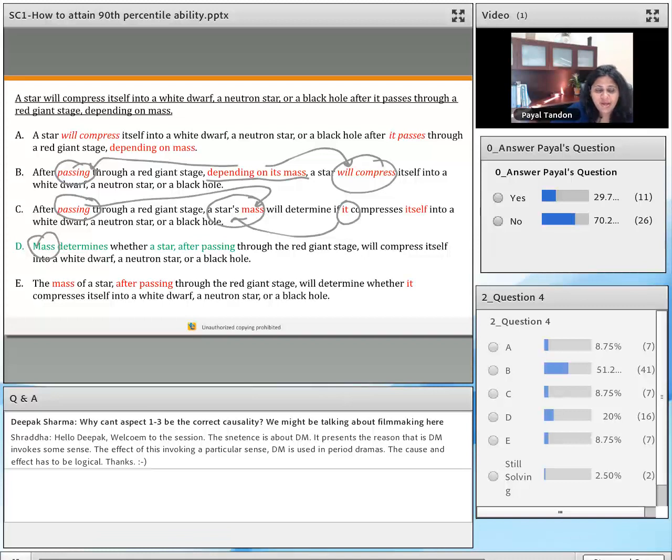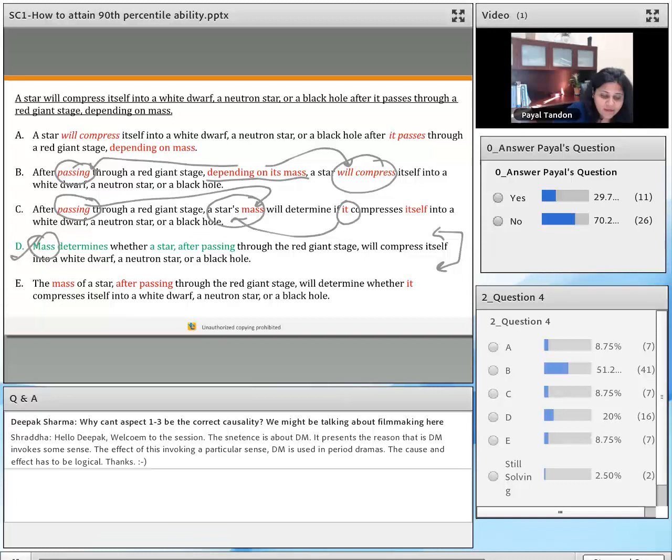Whenever you feel that there is something not quite right about the correct choice that you rejected, always learn from that. Why did you reject that choice? And again, SC is all about selecting the most optimum choice. If you read the sentence by itself, it's logical to say that the mass of the star determines whether the star will compress itself. You won't think about the mass of the galaxy that star belongs to, or the mass of the neighboring stars that exist. That's not logical. The thing that's logical is that the mass of the star will determine that. And that's the reason why choice D is absolutely correct.